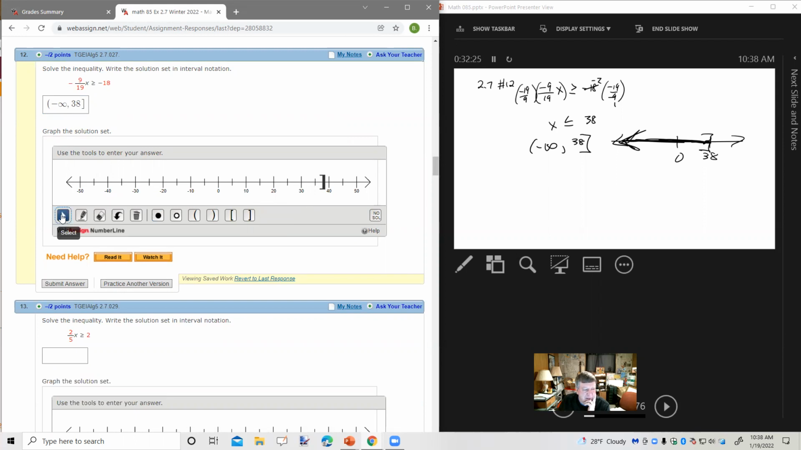Let's see what this does. Select, draw, erase, undo. Well, let's see. What if I click on that? What do I get? Oh, a draw. Oh, there we go. There's an arrow going to the left. So let's see if this is correct.